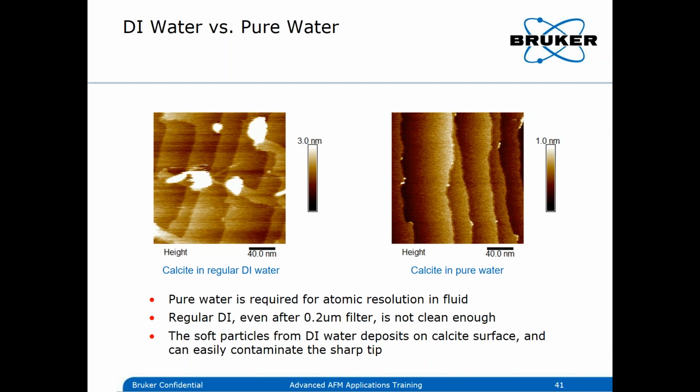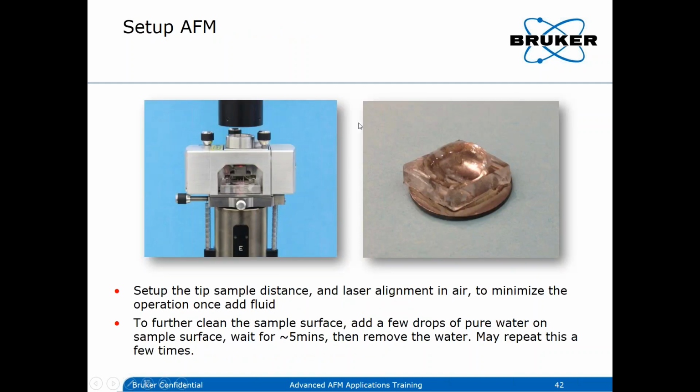The soft particles from the DI water droplets deposit on the surface, and they wouldn't even just stay there. They could also contaminate your tip, and then instead of a very sharp, atomically sharp tip, you have a particle there, which does not give you a good resolution. So please work clean when you're working in liquids.